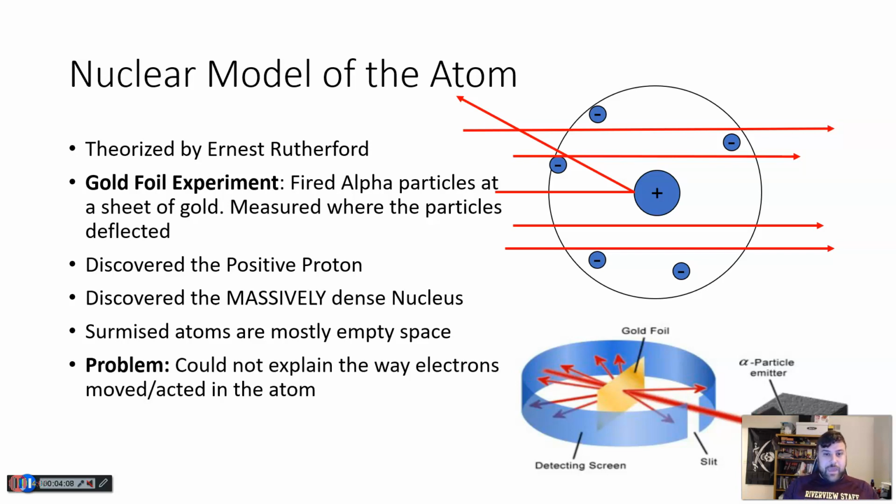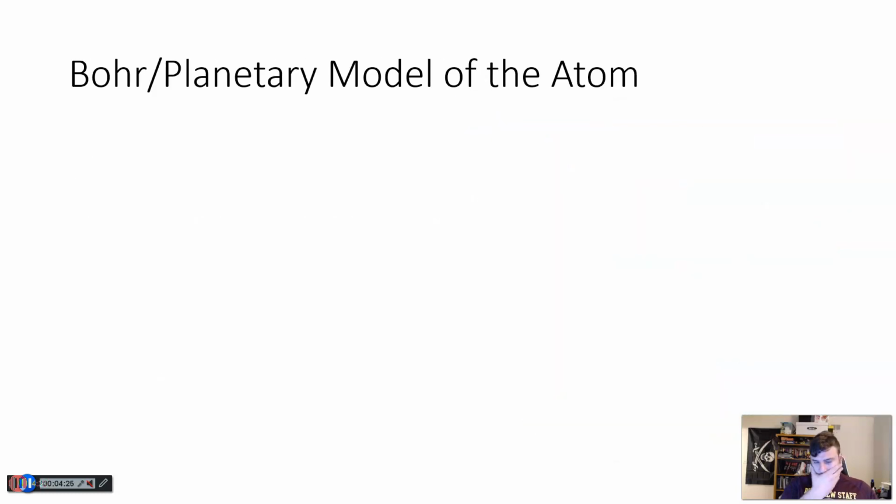As with any of these models, there were problems that needed to be explained. And this model in particular could not explain the way that electrons moved or acted within the atom. One of Rutherford's students, Niels Bohr, came up with the next iteration of the model, which is what we refer to as the planetary model. As I said, this was theorized by Niels Bohr.